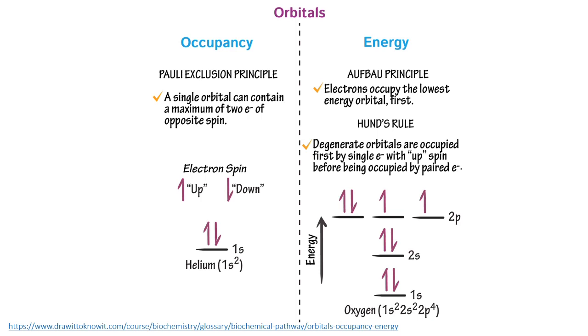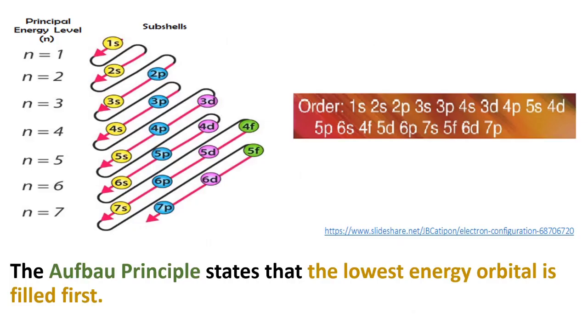In writing an atom's electron configuration, 3 rules are considered: the Aufbau principle, the Pauli exclusion principle, and Hund's rule. The Aufbau principle states that the lowest energy orbital is filled first. For example, the 1s orbital is filled first before the 2s orbital is occupied. In this way, the electrons of an atom form the most stable electron configuration possible.